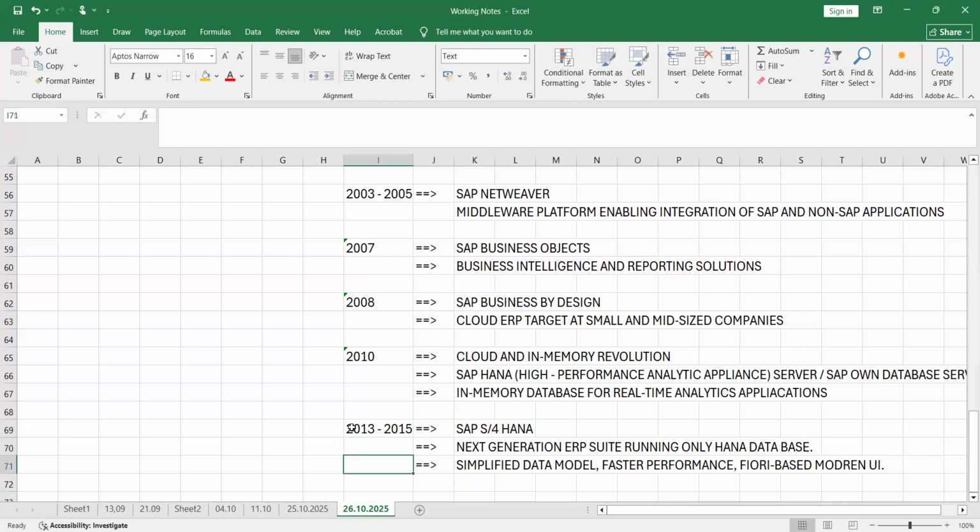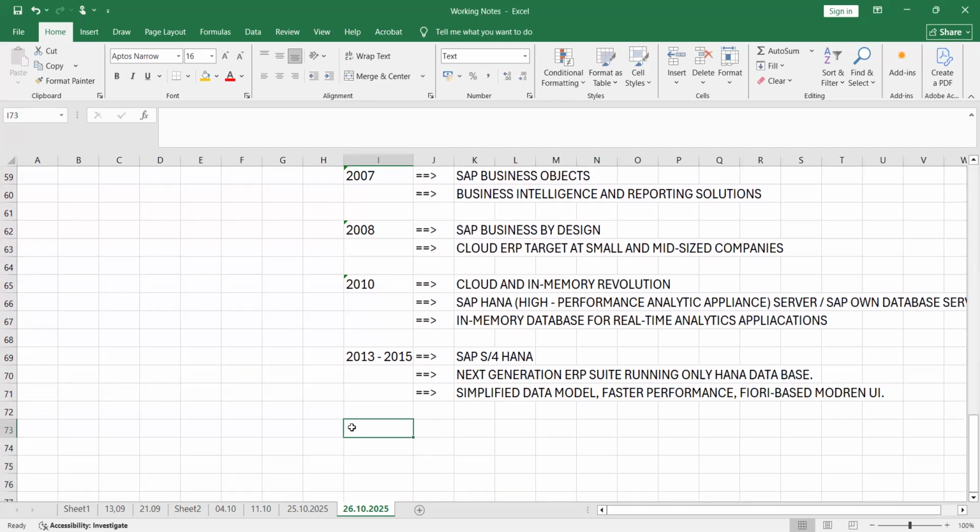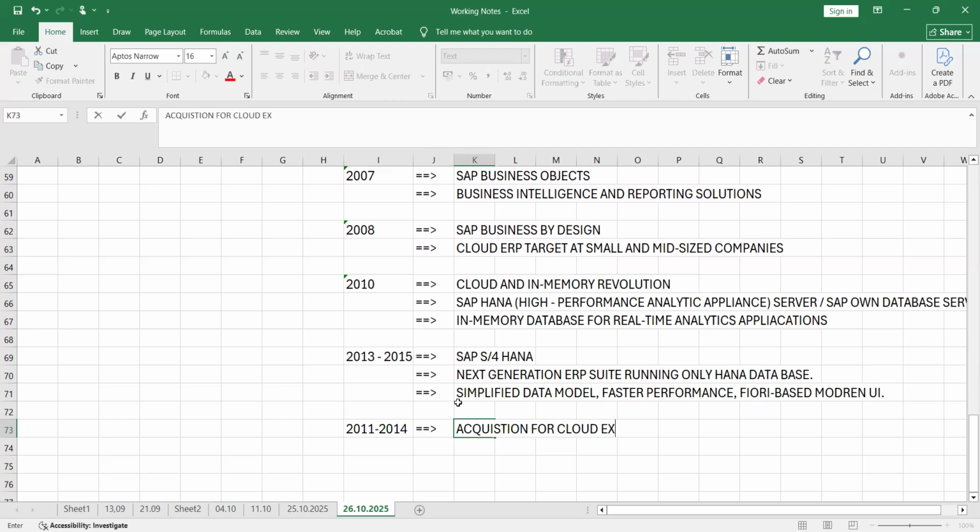Right? And in the years 2011 to 14, this is the latest we are working on. SAP has done a lot of acquisitions in 2011 to 2015, means it has purchased different companies. So what are those companies, what are the applications it purchased? Acquisition is nothing but purchase, acquisitions for cloud expansion. So what are the acquisitions it has made?